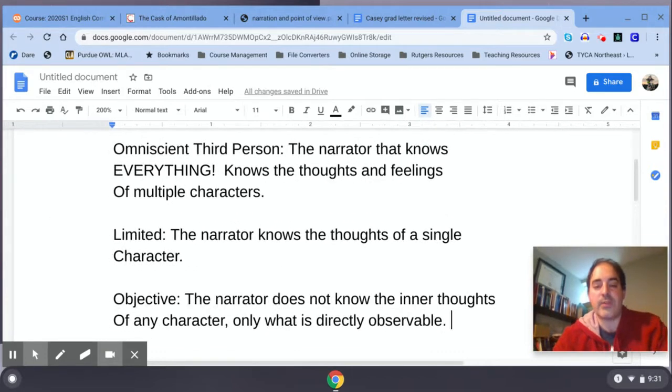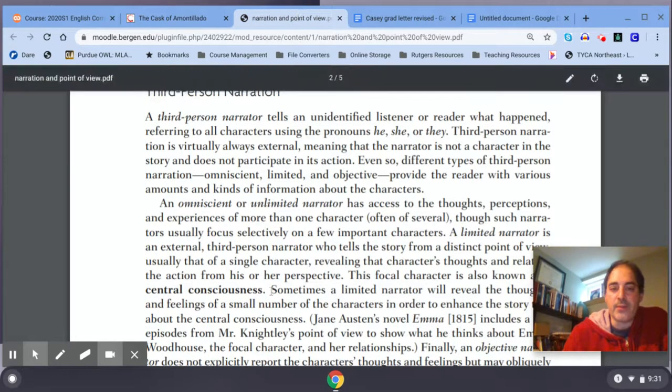So these are three subcategories of third person narrative. We have omniscient third person, where the narrator knows everything about all the characters, or even just a few characters, right? More than one character. We have the limited narrator, in which you have one single main character whose perspective the narrative is filtered through. And as the book points out, that's sometimes referred to as the central consciousness. The focal character is also known as the central consciousness.